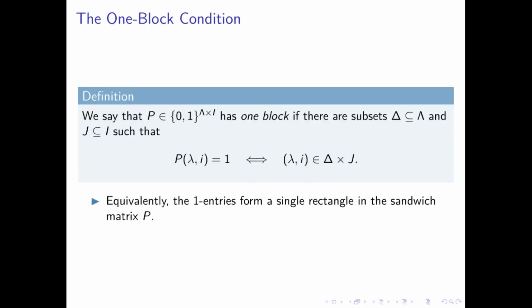Okay, another condition we need to talk about is the one block condition. For the sandwich matrix, the grid of 0s and 1s has one block if there are subsets delta in lambda and J in I, such that everything in that subset is 1, and everything else is 0. Equivalently, the one entries in the sandwich matrix form a single rectangle, and everything else is 0.